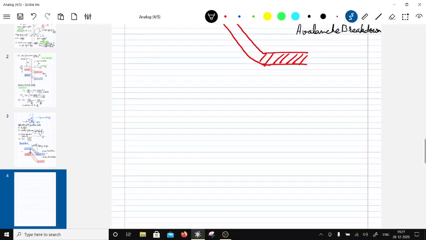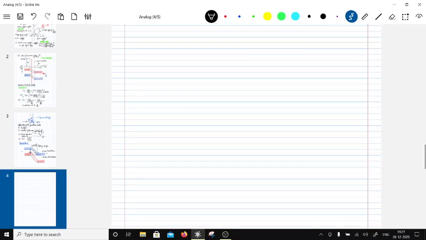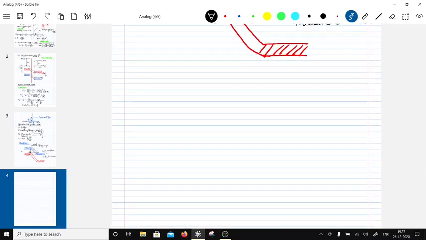Okay, so now let's draw the carrier concentration in a PN junction. Let's draw a carrier concentration in a PN junction very near to when it is turned on. So this has shrunk a lot. Similarly, the other side has shrunk a lot.